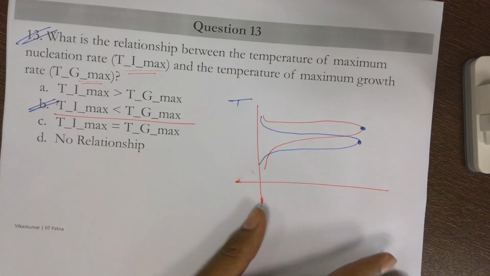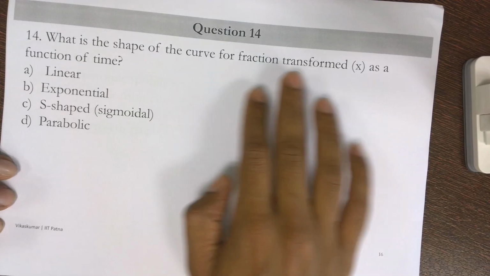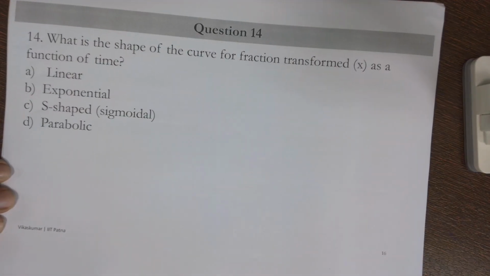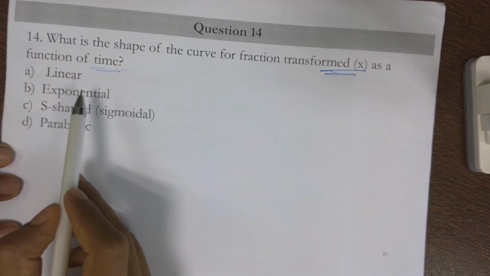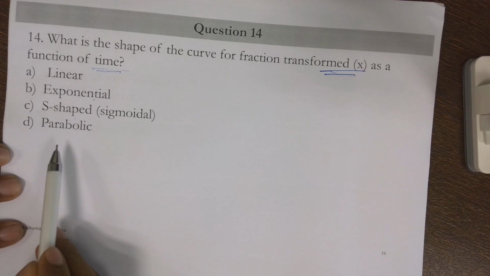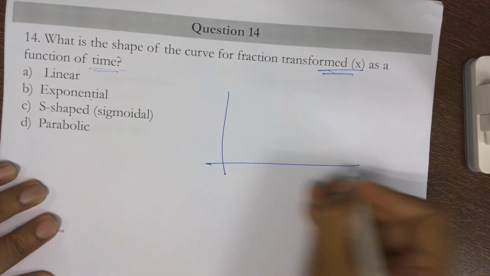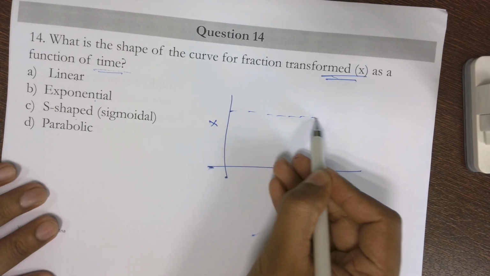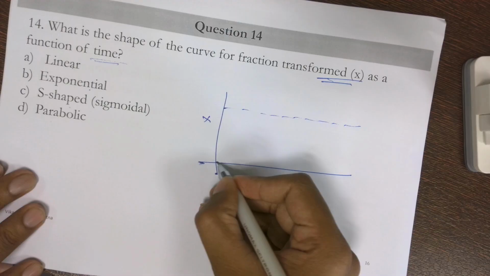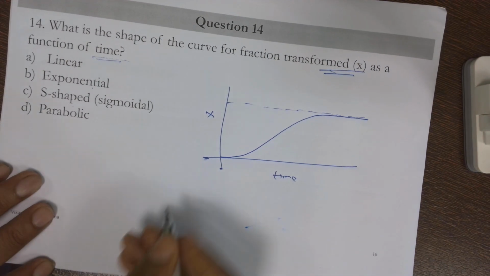Great. Let's move to the next question, question number 14. What is the shape of the curve for fraction transform as a function of the time? Linear, exponential, S-shape, parabolic. When we plot the fraction transform x as a function of the time, what we usually see is something like this, right? This is a fraction of the transformation.